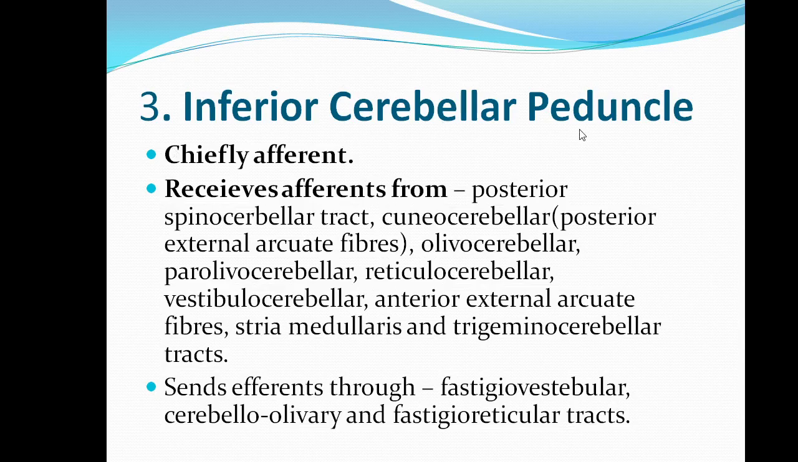The inferior cerebellar peduncle is chiefly afferent in nature. It receives afferents from the posterior spinocerebellar tract, cuneocerebellar tract, that is the posterior external arcuate fibers, olivocerebellar, parolivocerebellar, reticulocerebellar, vestibulocerebellar, anterior external arcuate fibers, striae medullaris, and trigeminocerebellar tracts.